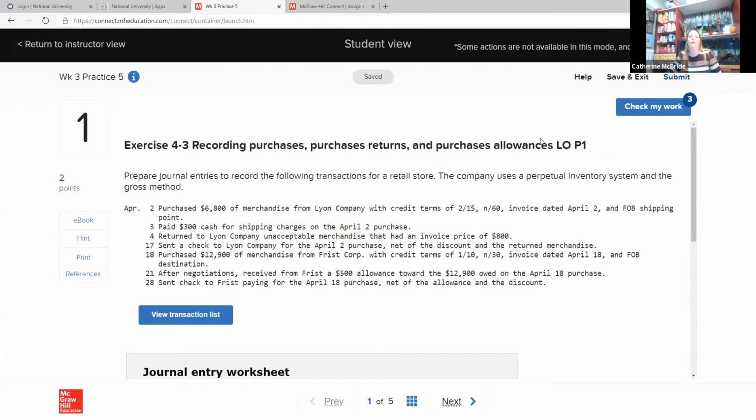All right, so what we're doing here is we're going to purchase inventory. There are two methods for recording inventory. There's the perpetual method and there's the periodic method. Let's write this down. We're going to be doing the perpetual method. We'll look a little bit at the periodic method, which is in the appendix of the chapter.